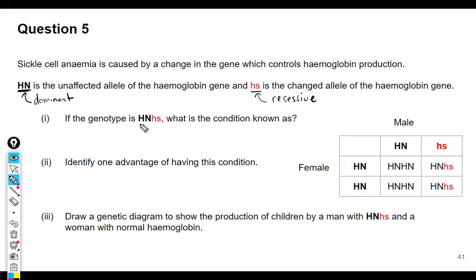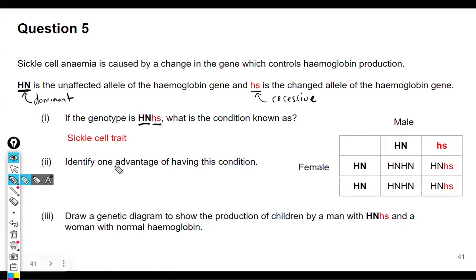If the genotype is a mixture of the capital and the small letters, in other words a mixture of the dominant and the recessive, we know it's hetero. This is a heterozygous situation where it has two different types, one dominant and one recessive. You call this sickle cell trait, meaning that this person has normal blood, by the way. Remember, it's the small s that's pushing for the sickle cell in this case.